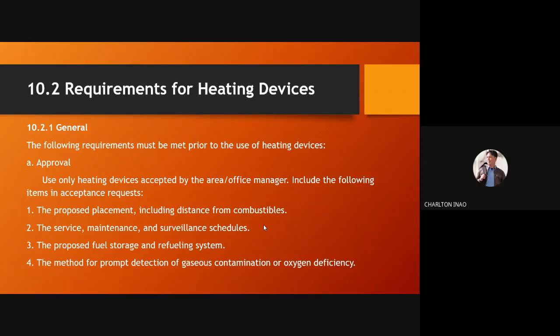First is the proposed placement, including distance from combustibles. Second is the service maintenance and surveillance schedule. Next is the proposed fuel storage and refueling system. The method for prompt detection of gas use, contamination, or oxygen deficiency.